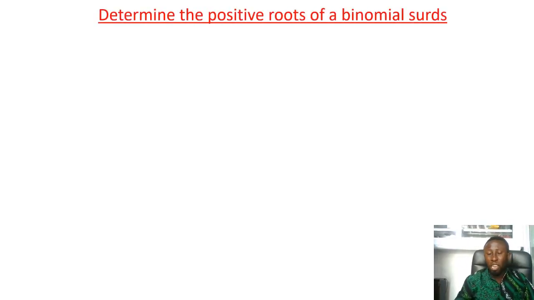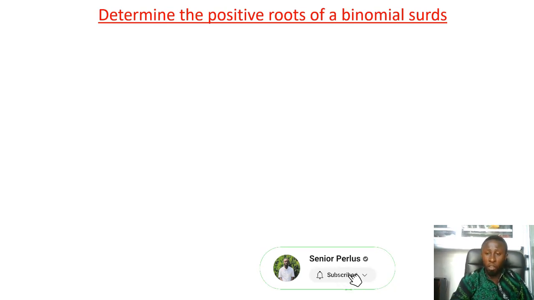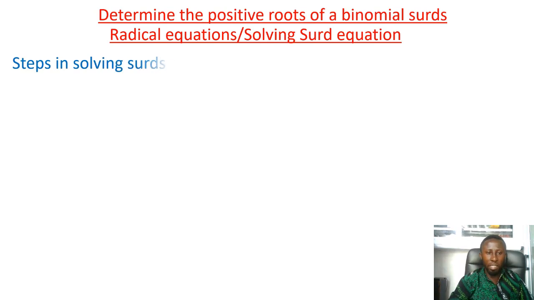So we are going to determine the positive root of a binomial, that is, a radical equation, or solving said equation. You are going to solve said equation, and there are steps under solving said equation. So let's know these steps.